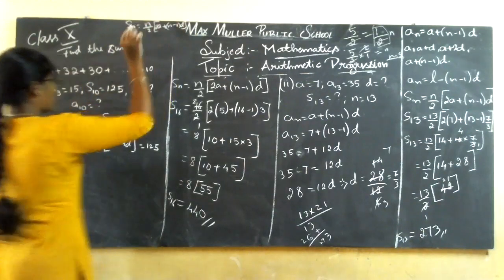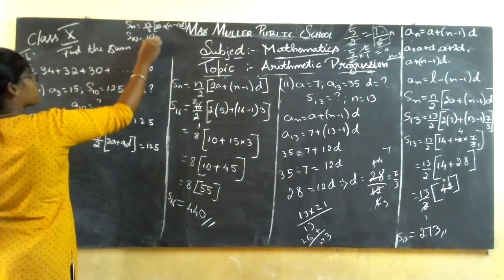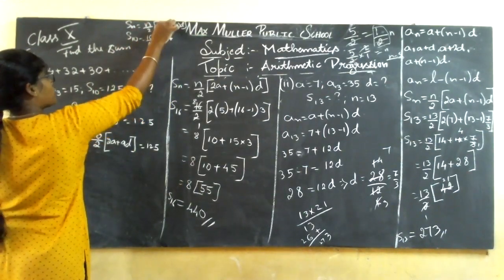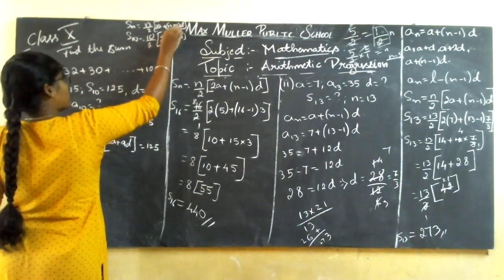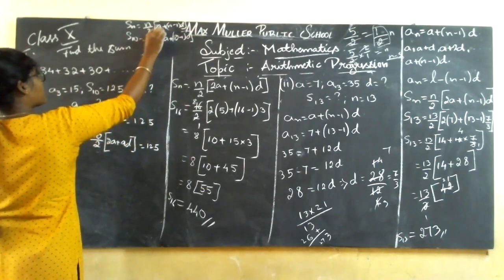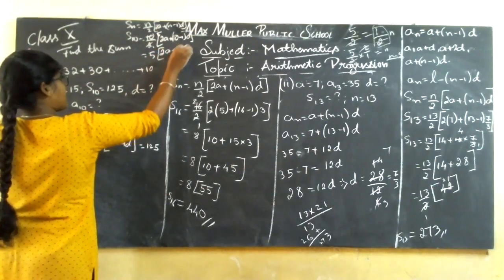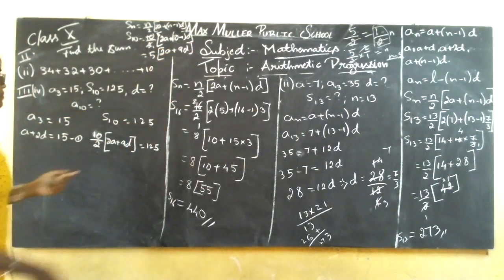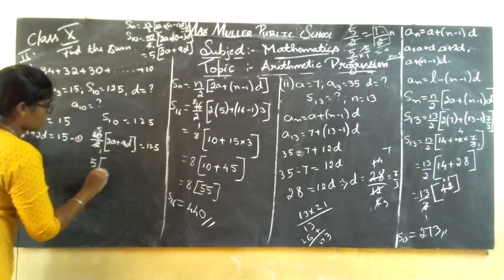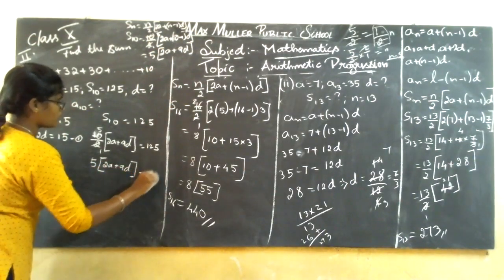Correct? Now what is given? S10 is given. So S10 is equal to, in place of n, you are going to put 10 into 2a as it is, because I do not know. In place of n, you are going to put 10 minus 1 and d. So it is 2 1s are 2, 2 5s are 10, 5, 2a plus 9d. Did you get the same? So you get 5, 2a plus 9d is equal to 225.